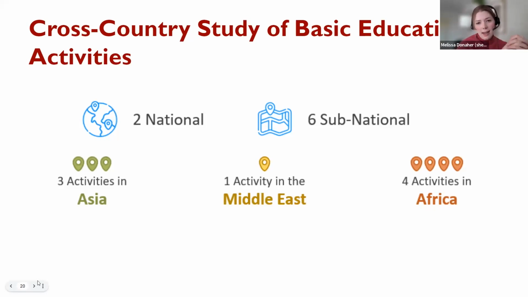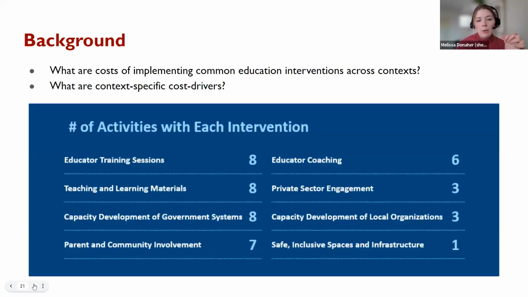So if we go to the next slide, the goal of this study was to understand what are the costs, the cost structures, and cost drivers of USAID funded interventions across different activities and contexts. And in particular, trying to understand what are some of the most common interventions in USAID basic education activities. What are some of the cost drivers and contextual factors that seem to really influence costs?